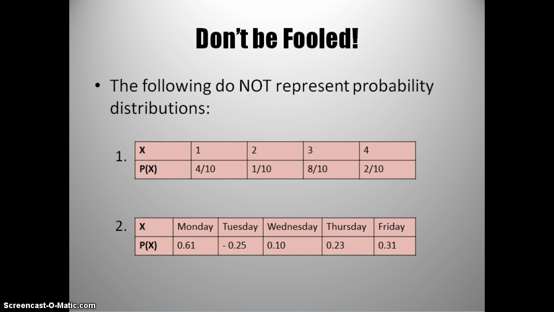For the second example, your random variable, X, can assume the days of the week, Monday through Friday, and you're given some probabilities below. Now, right away, Tuesday's probability should stick out at you because that is not really a correct way to represent a probability. Probability cannot be negative. So right away, this is not a probability distribution because this is not a true probability. Even though if you did add up these decimals, you will see that they add up to 1. That does not matter because this is not a proper probability.